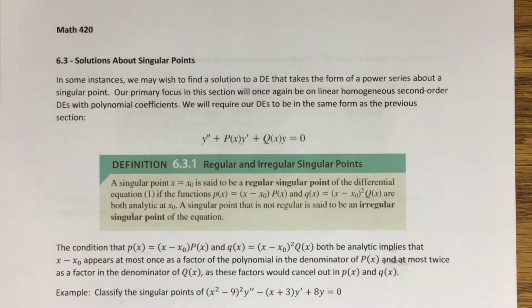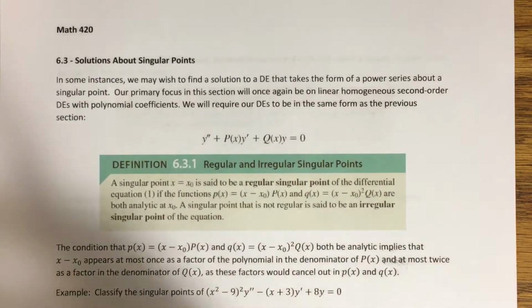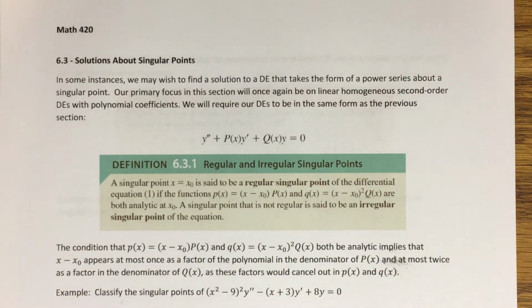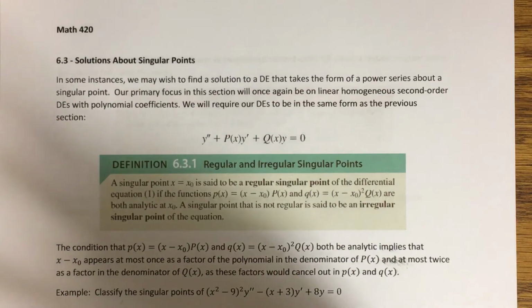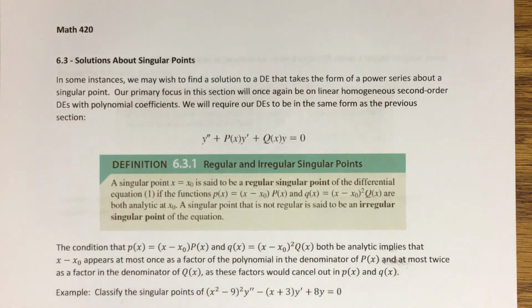Okay, so in the last section we were looking at finding series solutions for second order homogeneous linear DEs about what we were calling ordinary points. And we talked about the difference between an ordinary point and a singular point. In this section, we're going to look at what it looks like to find series solutions for these DEs about a singular point.